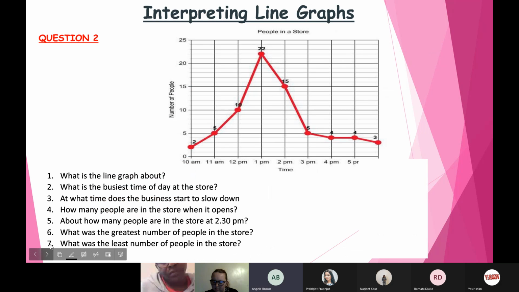Okay, 2 more questions. So there's your line graph, and you're going to interpret this. And you've got 7 questions. What is the line graph about? What is the busiest time of day at the store? At what time does the business start to slow down? How many people are in the store when it opens? About how many people are in the store at 2:30 p.m.? What was the greatest number of people in the store? And what was the least number of people in the store? So from this graph, there are 7 questions for you to answer.